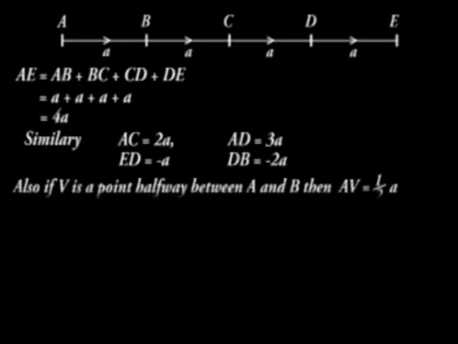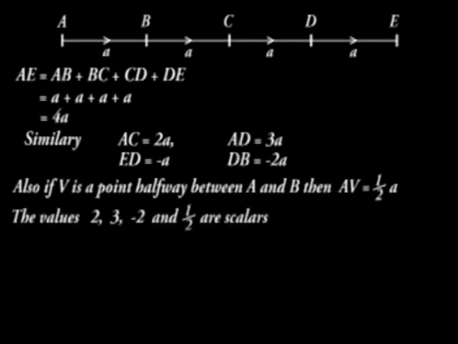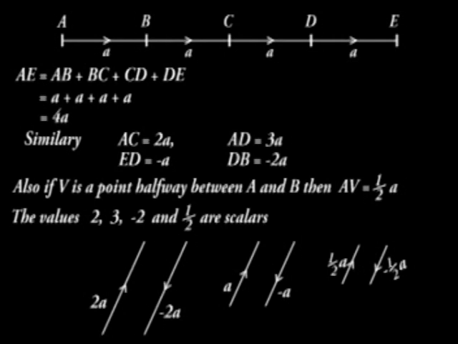Also, if V is a point halfway between A and B, then AV is a half a. The values 2, 3, minus 2 and a half are scalars. Scalars can take any value. Consider the lines below.